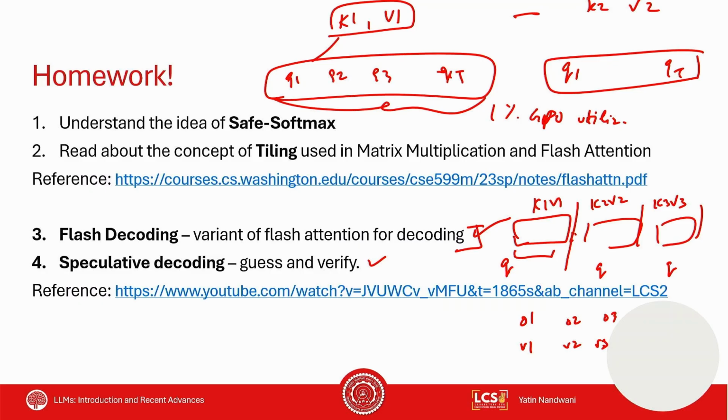Now, can I verify all of them together? Because I know that a forward pass can process all the tokens simultaneously. If I make a sentence, "the cat sat on the mat," a complete sentence, and I pass it through the model, if it passes, then I'm good. I got, in one step, not one but more than one token, right? So that is the idea of speculative decoding, where you guess and then verify. I will not go into much detail here.